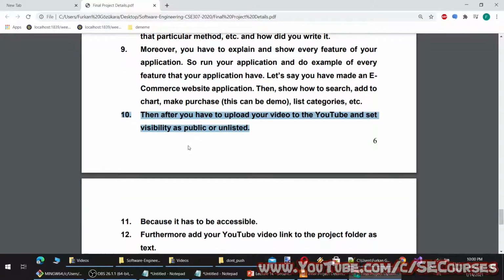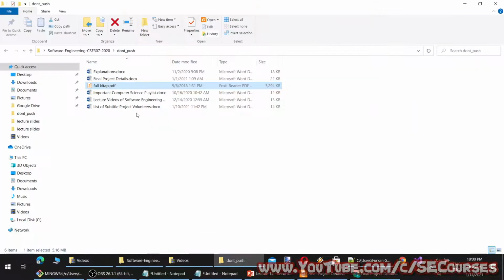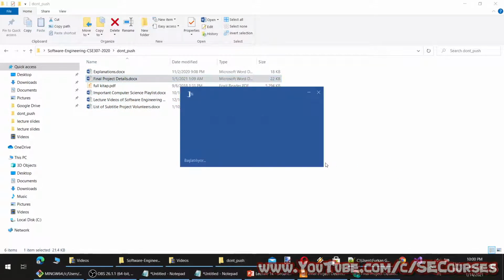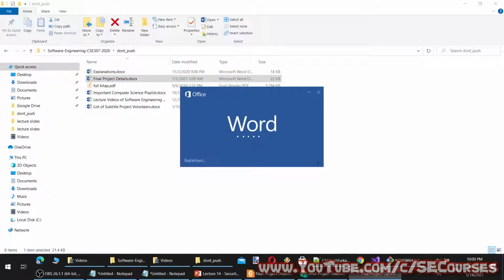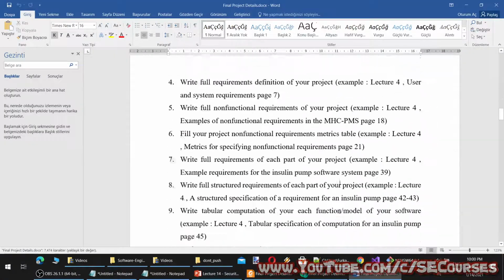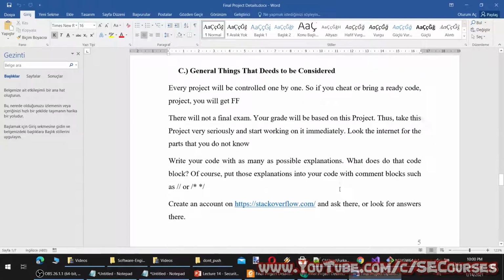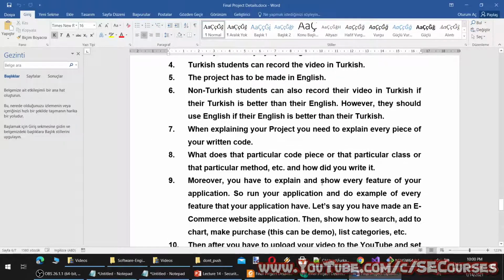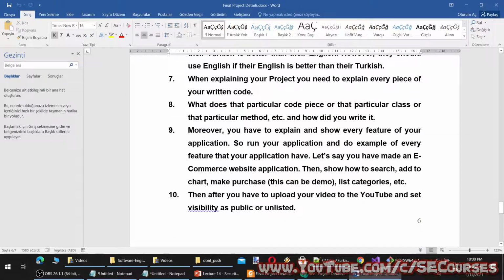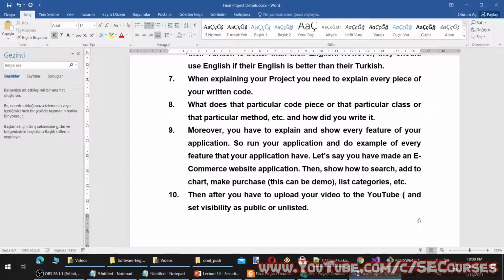10. Then after, you have to upload your video to YouTube and set visibility as public or unlisted. Okay, so about YouTube, you can also upload to Google Drive. Actually, Google Drive is even better because YouTube reduces quality even if it is not much.